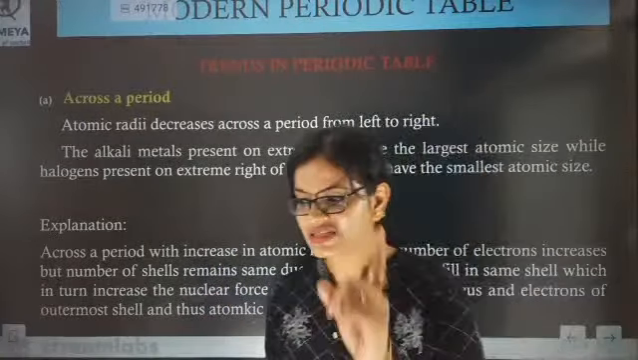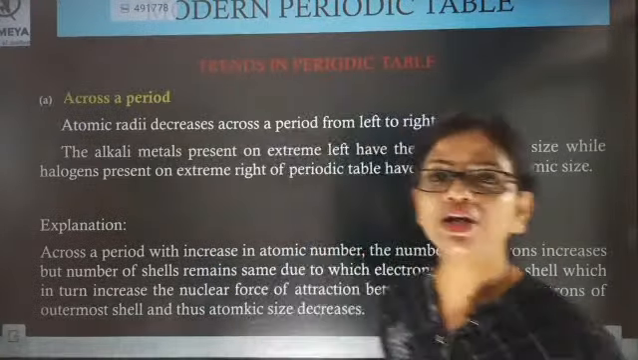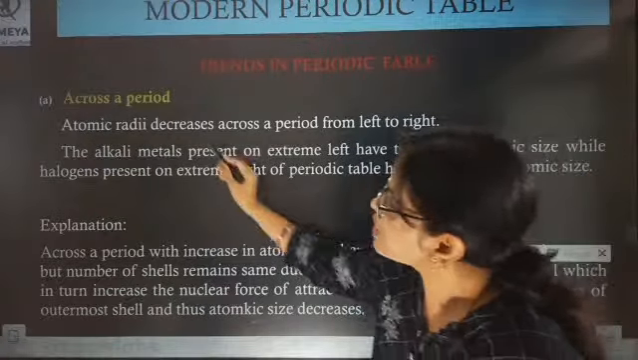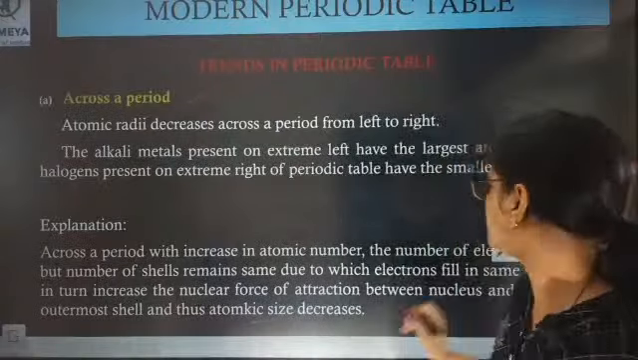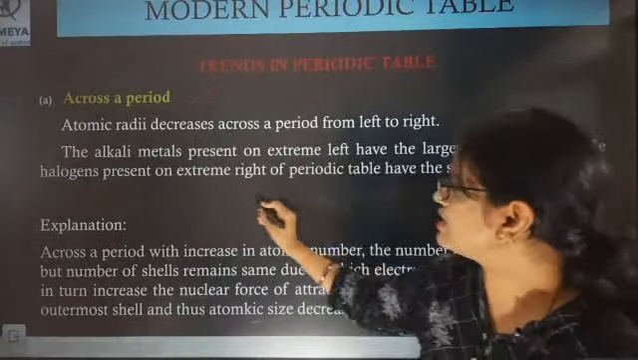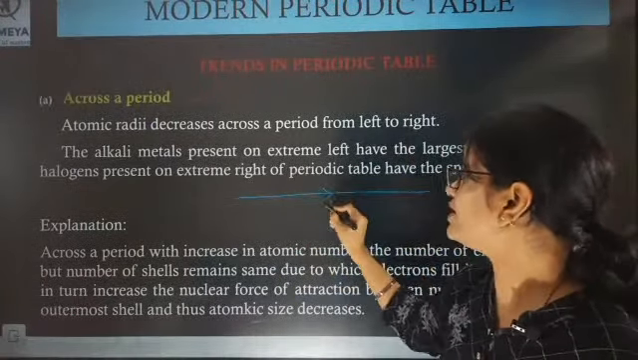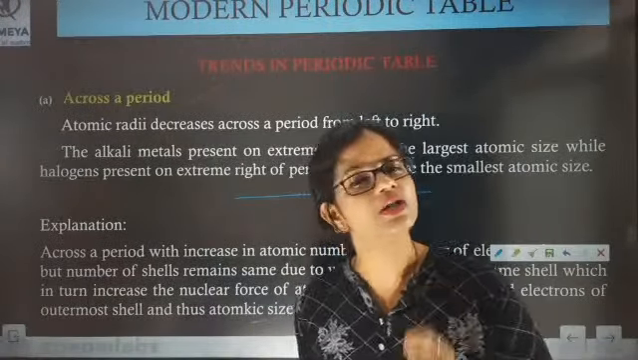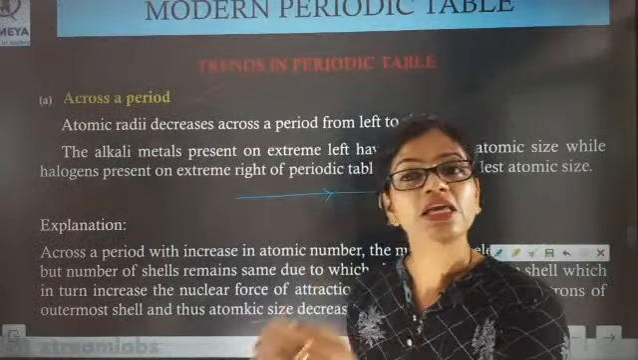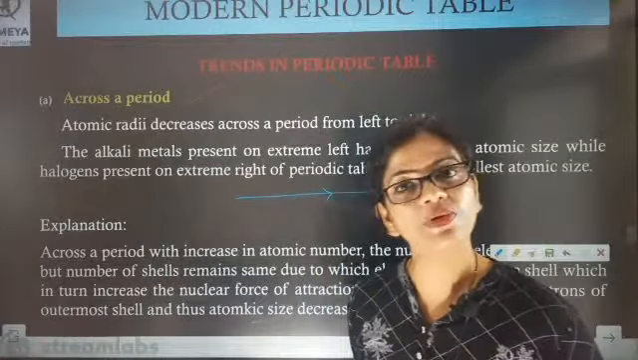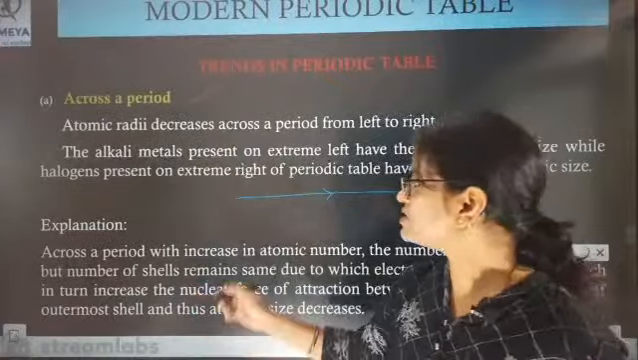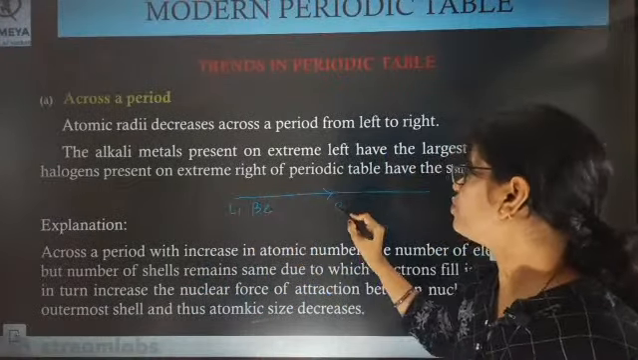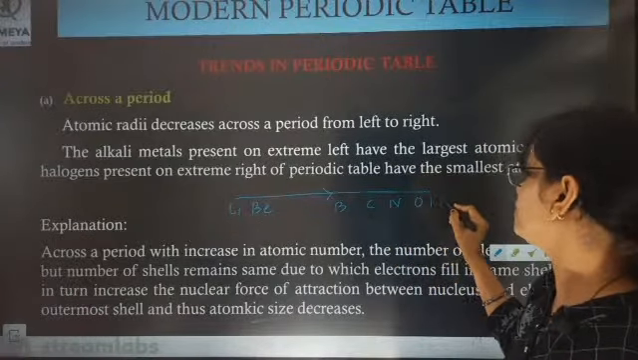This is what we were discussing last class: what happens when we go from left to right in the periodic table. Across a period, what happens to the atomic radius? We came to the conclusion that atomic radius keeps on decreasing across a period. Across a period means from lithium, beryllium, boron, carbon, nitrogen, oxygen, fluorine, neon.